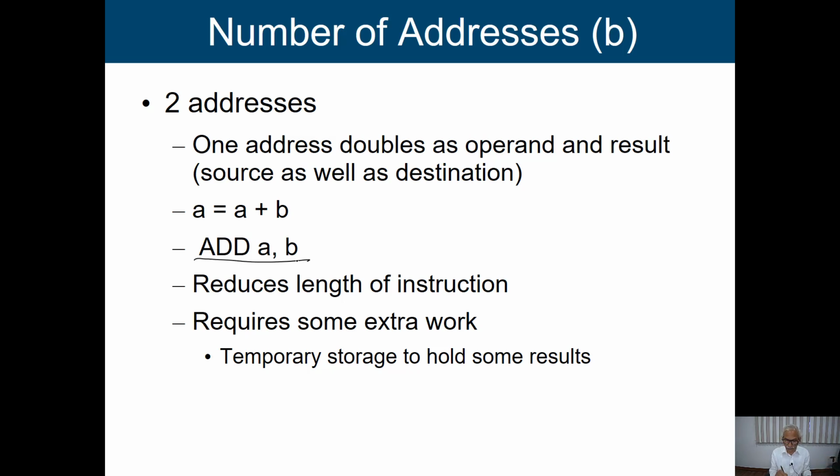So in this 2 address format we are reducing the length, but it requires some extra work. We may need temporary storage to hold some results. We are reducing the instruction length, but somewhere we have to pay for it. It requires some extra work to be done, and if we do extra work, then completing the operation may require more time.